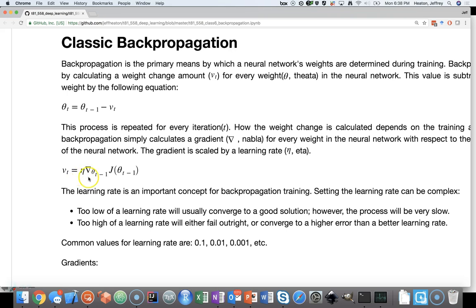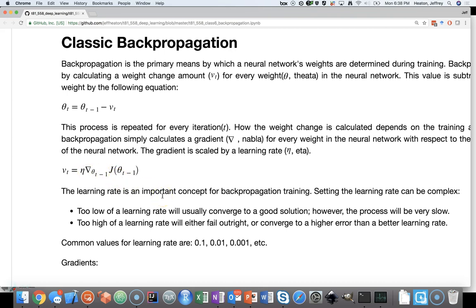So we're multiplying the gradient of the weights at the previous iteration times that learning rate. If you made the learning rate 1.0, it would move too fast. You'd be coming down the valley and you'd probably jump right over and be on the other side of the valley, and you'd just be bouncing back and forth and you'd never really converge to anything.